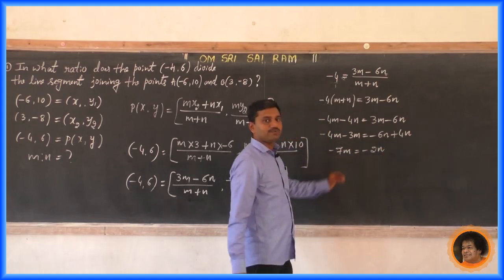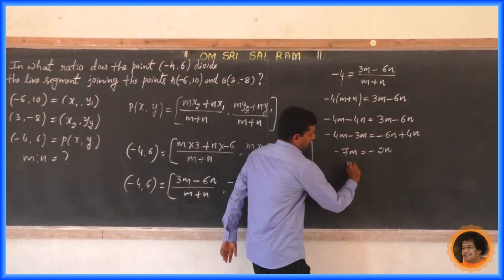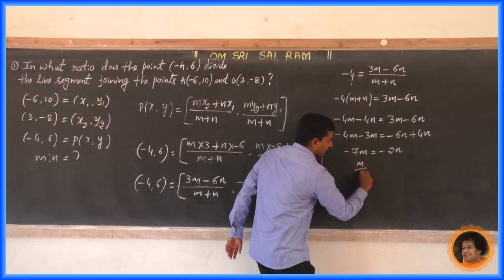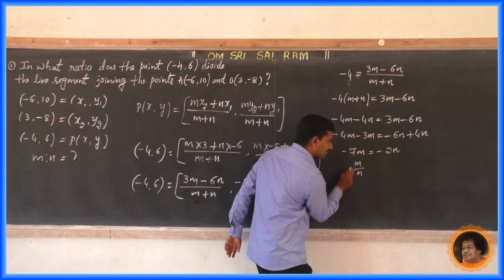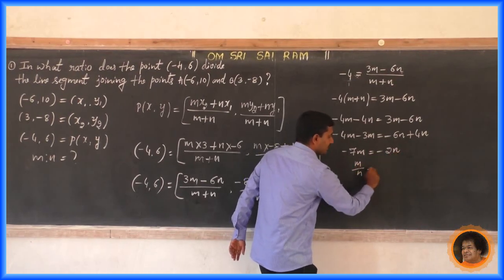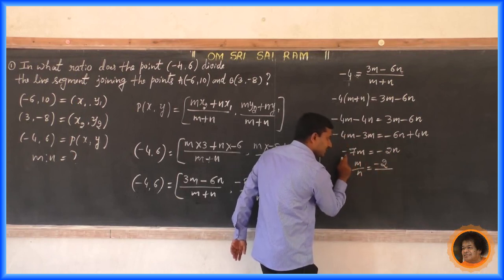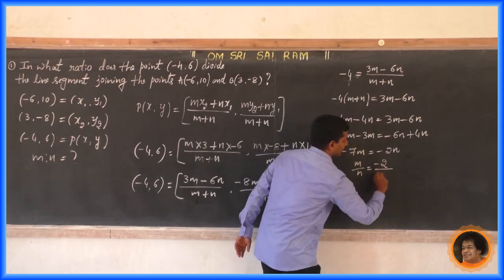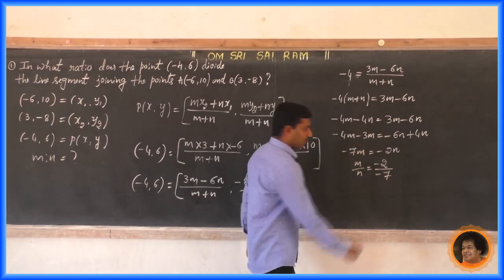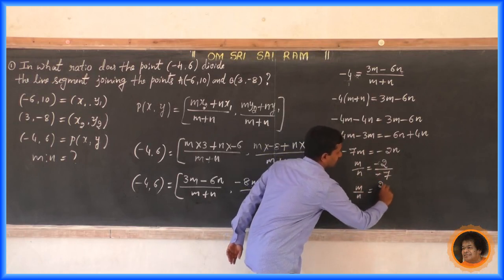So what is the value of m as well as n, or the ratio m is to n? Now m divided by n. Here, transpose the term n, so it becomes divided by. So m divided by n equals -2 divided by -7. Now transpose -7, so it becomes divided by. So here minus minus cancel. So m divided by n equals 2 by 7.